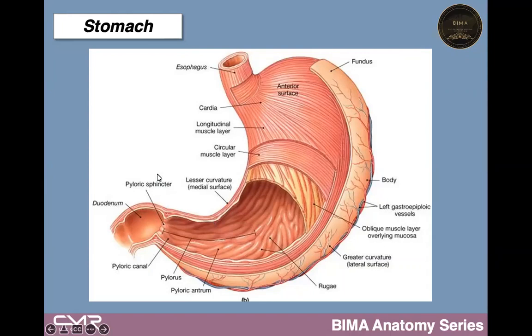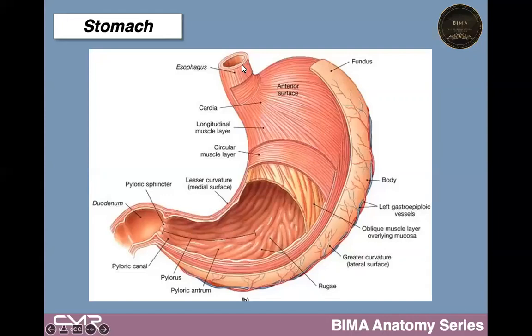But this is obviously the lesser curvature. So this is the left margin, and this is our greater curvature on the right side of the margin. You've got four parts, as I said. So you've got the cardia, fundus, the body, and then the pylorus. So this is the exit of the stomach, essentially. You've got a sphincter here. This is one of the regulatory sphincters.